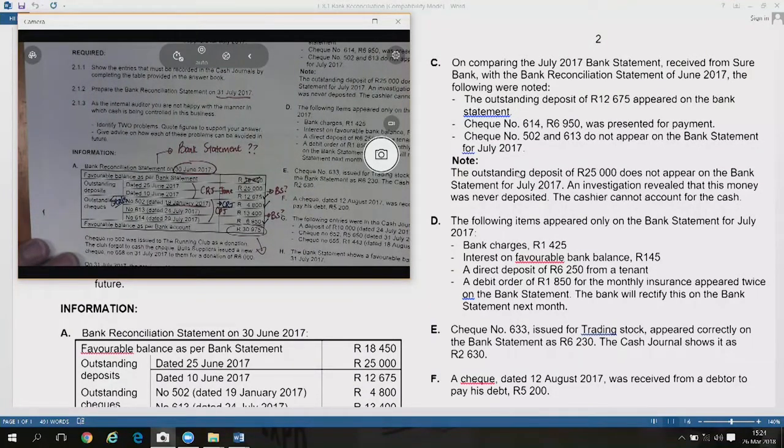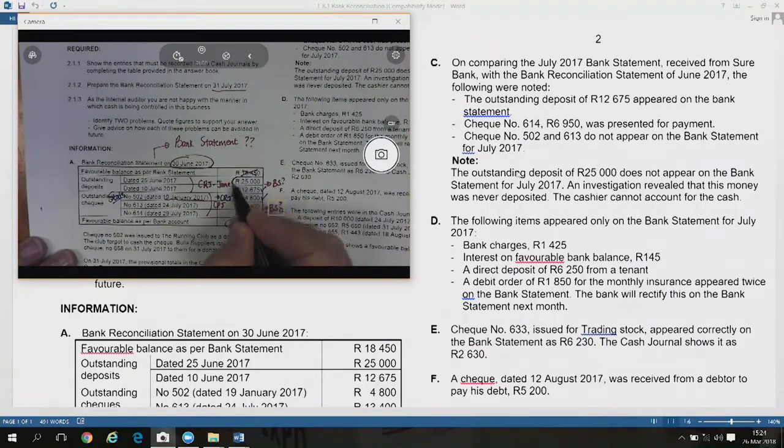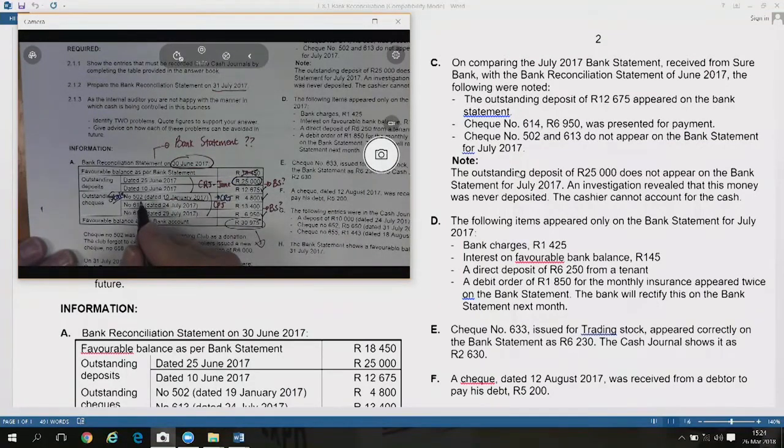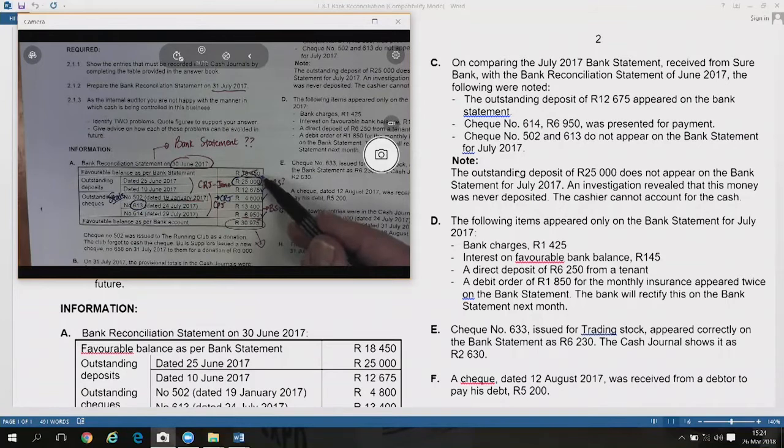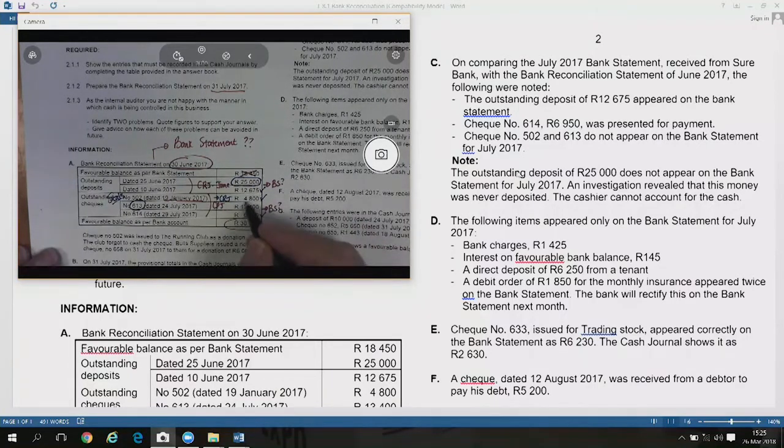Check number 502 and 613 do not appear on the bank statement. We already did something with 502, that one was stale. So what I can see is left is this deposit is not on the bank statement. And this check, they mentioned 613 is not on the bank statement. Okay, so I'm going to quickly go through it. That one we ignore. That one is not on the bank statement. This one they mention is on the bank statement. That one became stale and we already cancel it. That one is not on the bank statement.